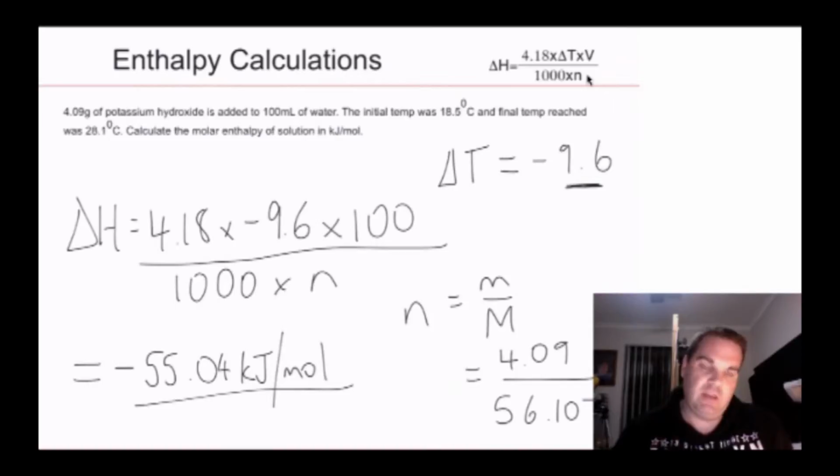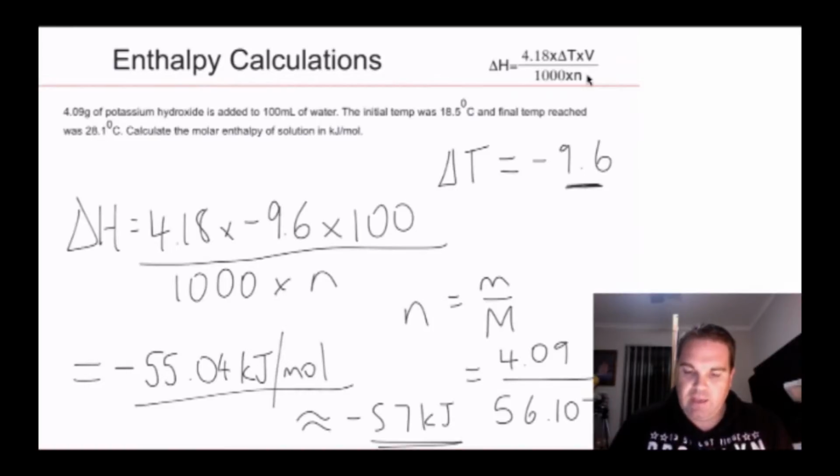Negative value, we'd expect this normally to be around about negative 57 kilojoules per mole. Any enthalpy of neutralization is about minus 57 kilojoules per mole. This is an enthalpy of solution.